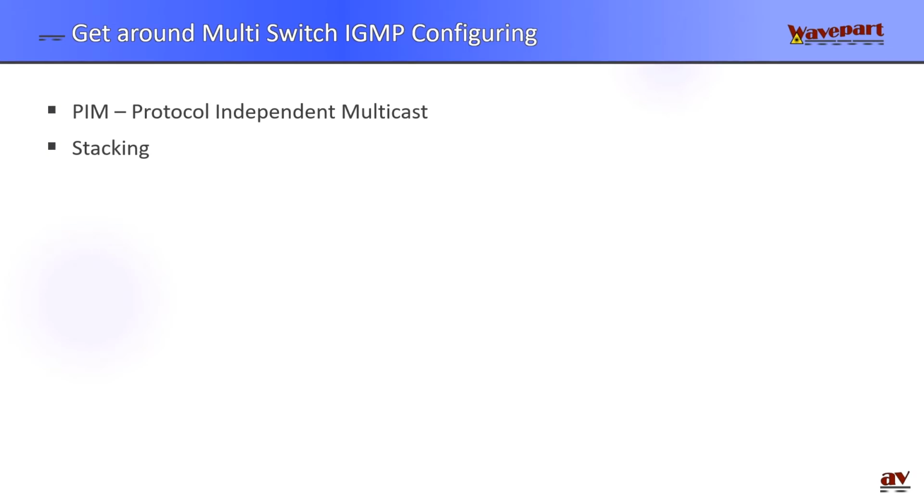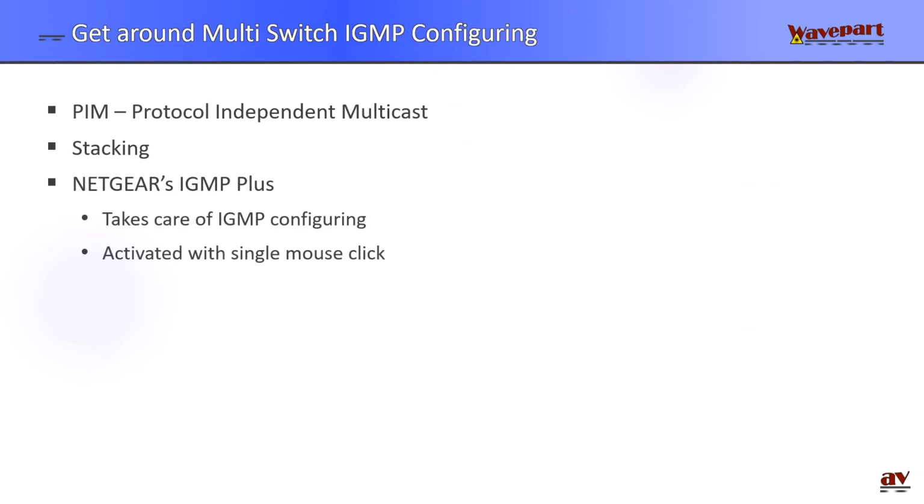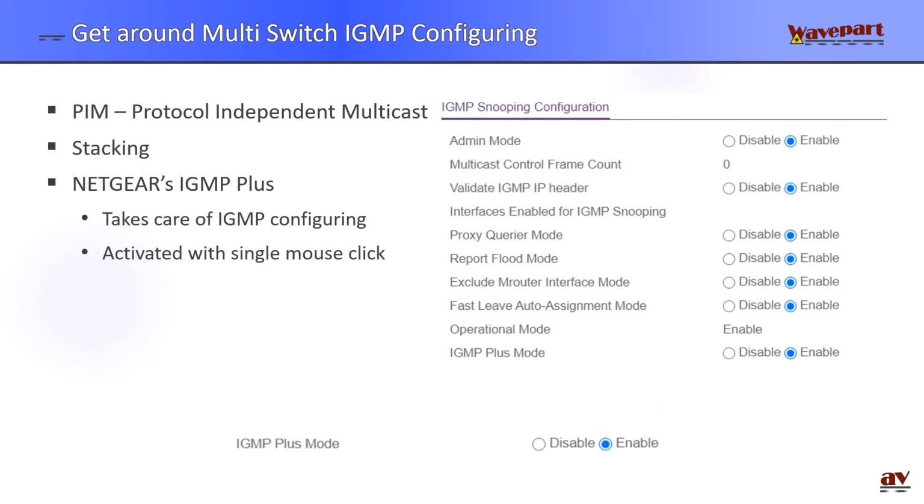We can use stacking, combining multiple switches to one virtual switch. The downside is that this feature is only present on the more expensive models and that the allowed number of switches in a stack is usually limited. The third option is NETGEAR's IGMP+. It's a proprietary addition to the standard IGMP protocol that takes care of the multi-switch IGMP configuring for you. It can be activated with a single mouse click. On VLAN 1, IGMP Plus is activated by default. Although I wasn't able to test the feature, it looks like IGMP Plus will simplify multi-switch installations considerably in a multicast environment.